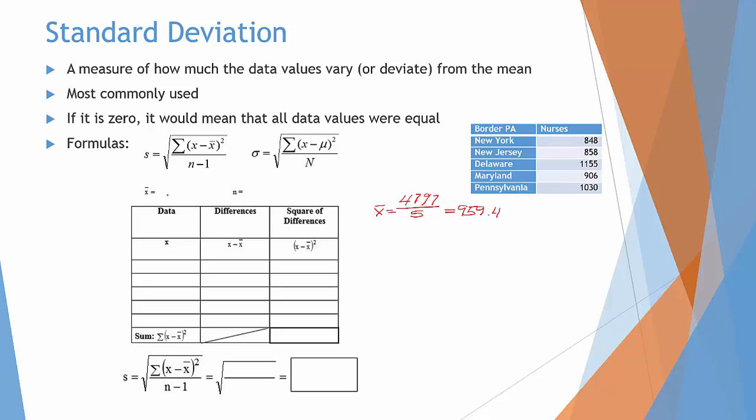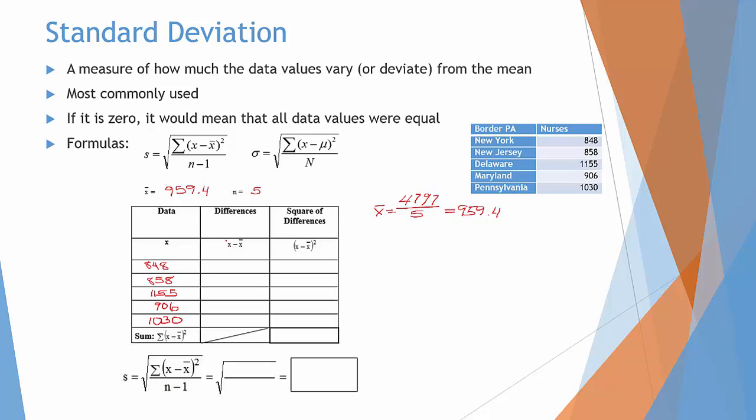So I'm going to fill that in here. My mean, 959.4. My n value, and I remember it's just the number of pieces of data, is 5. Now I'm going to come down here to my table. The first column is x. X we know represents our pieces of data, so I'm just going to fill in the pieces of data from our set.